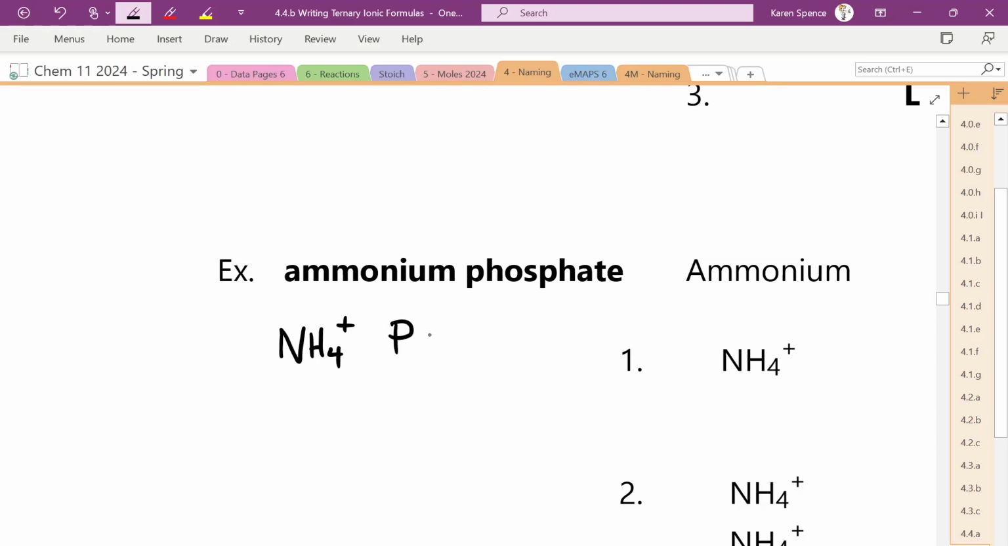Phosphate, PO4, 3 minus. I'll let you go look it up. We're not going to take time to do that. Oh, you want me to look it up? Oh, we can. No? Okay.